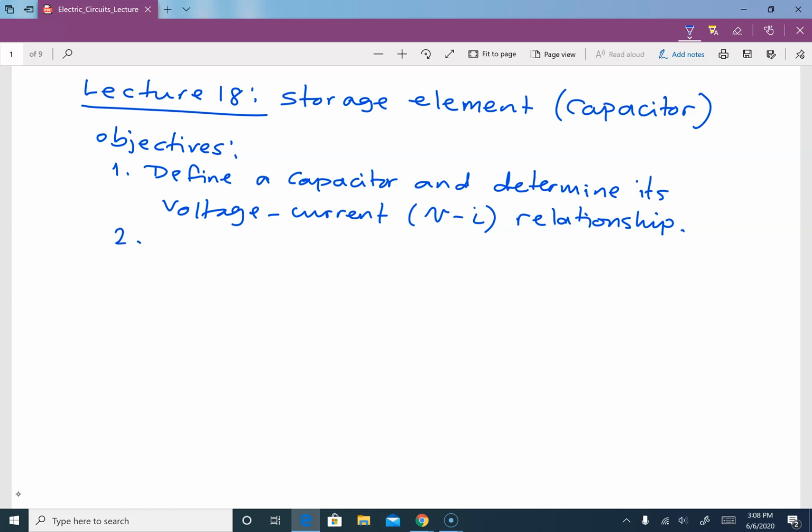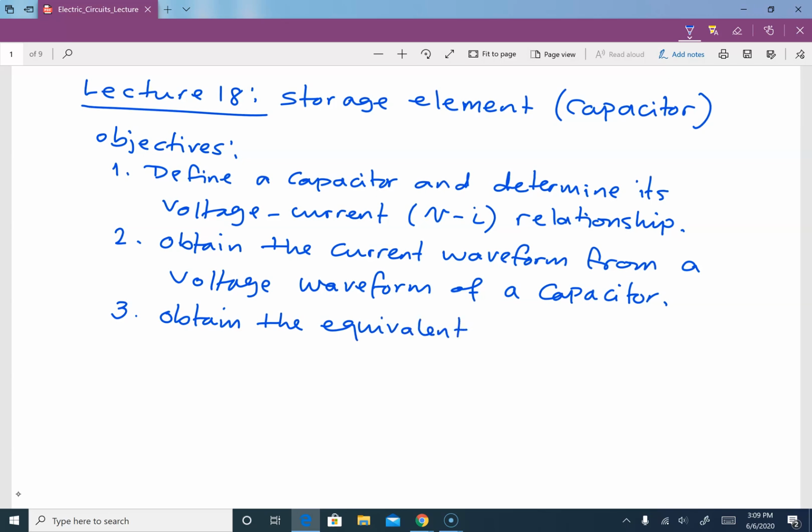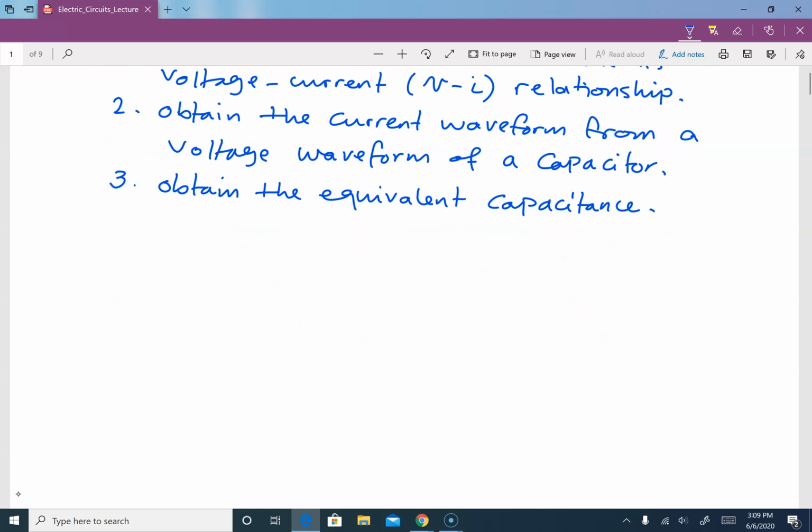and the second objective is to obtain the current waveform from a voltage waveform of a capacitor, and the last objective is to obtain the equivalent capacitance of a given circuit, let's say.